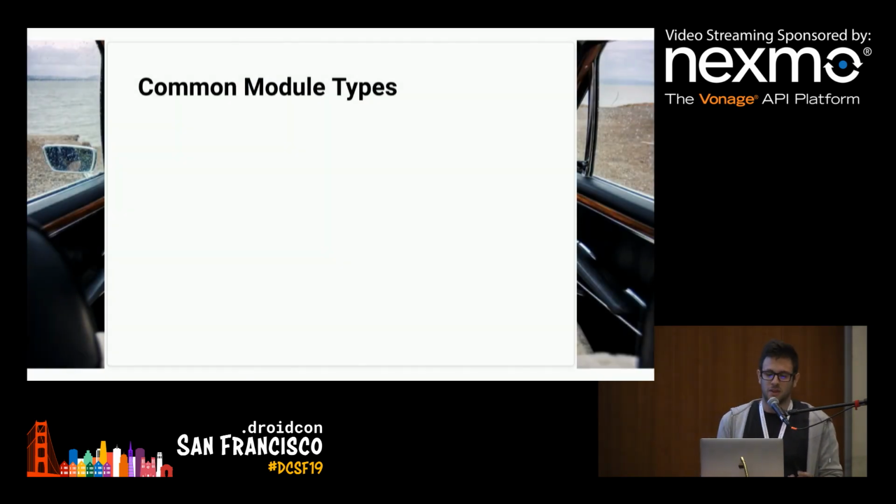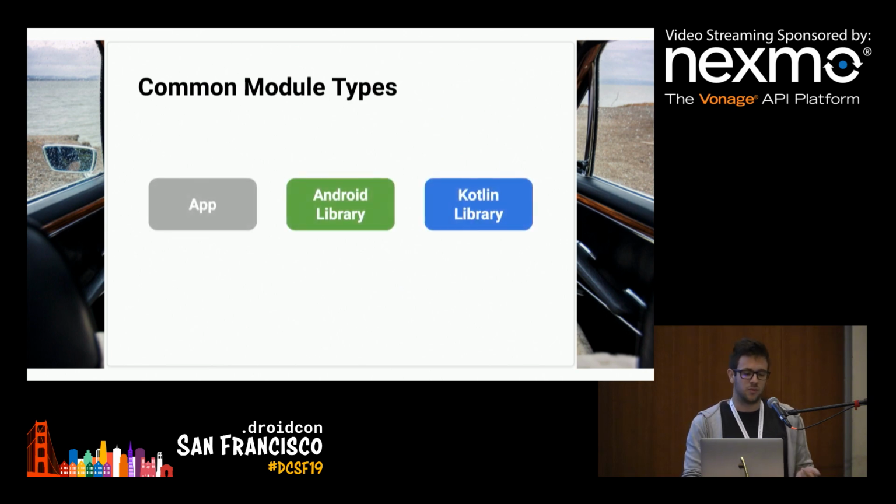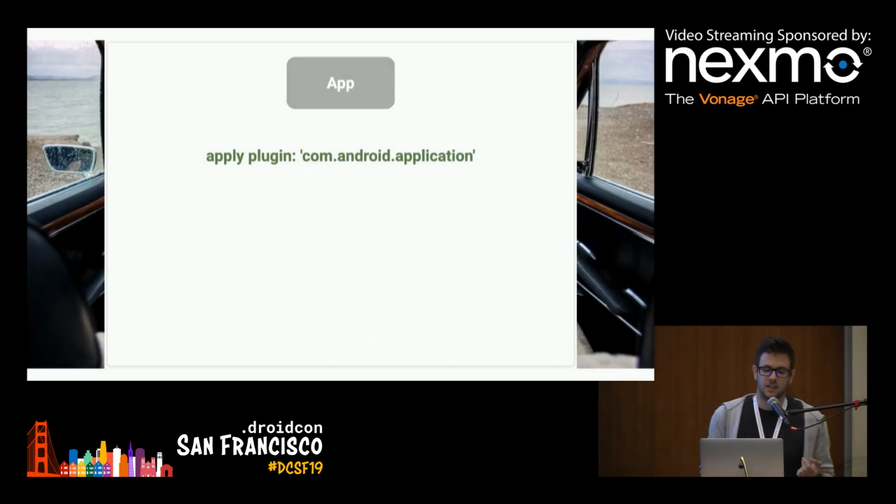Now that we know what modularization is, let's check the most common module types on Android. Most of you will already be familiar with these ones, but starting with the app or application module, you can identify it because it has the apply plugin of com.android.application. It's the main module of your application, and you can only have one per installed application. If you just create an Android Studio project and click run, you're running this module.